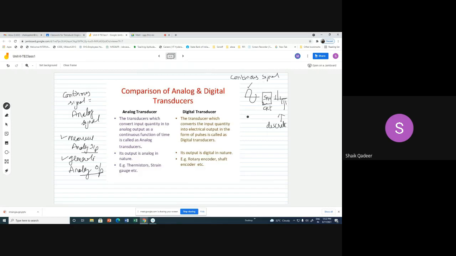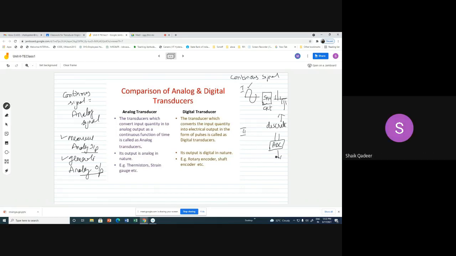Before giving information to the digital transducer, we need to do this operation. Convert the continuous signal into a discrete signal as the first operation. Second operation: this discrete signal is applied to a device called ADC. Have you heard about this thing? ADC, analog to digital converter. Great.